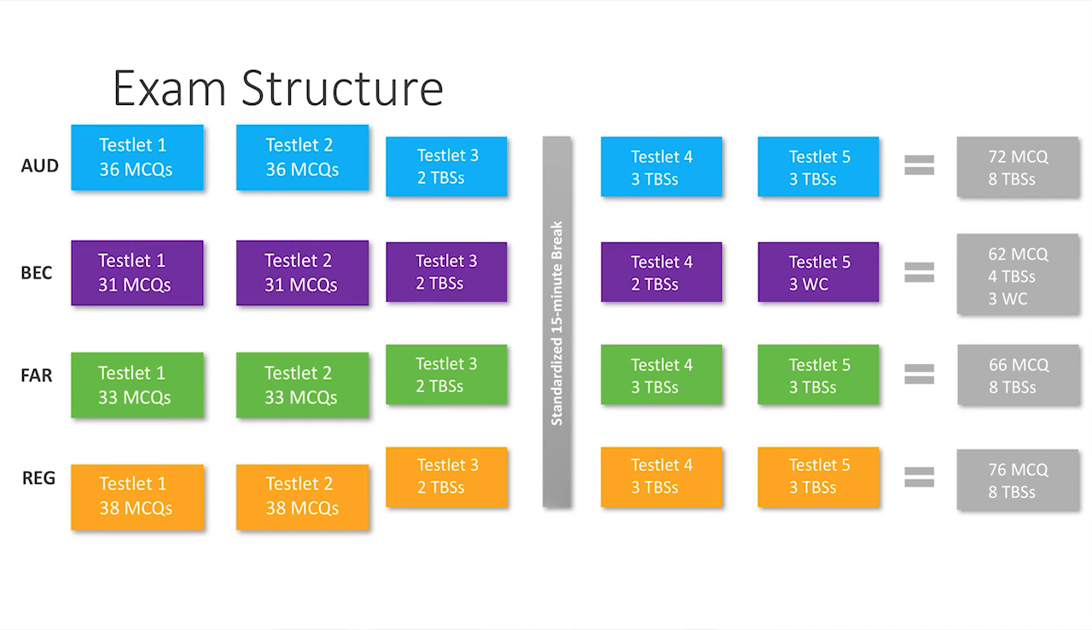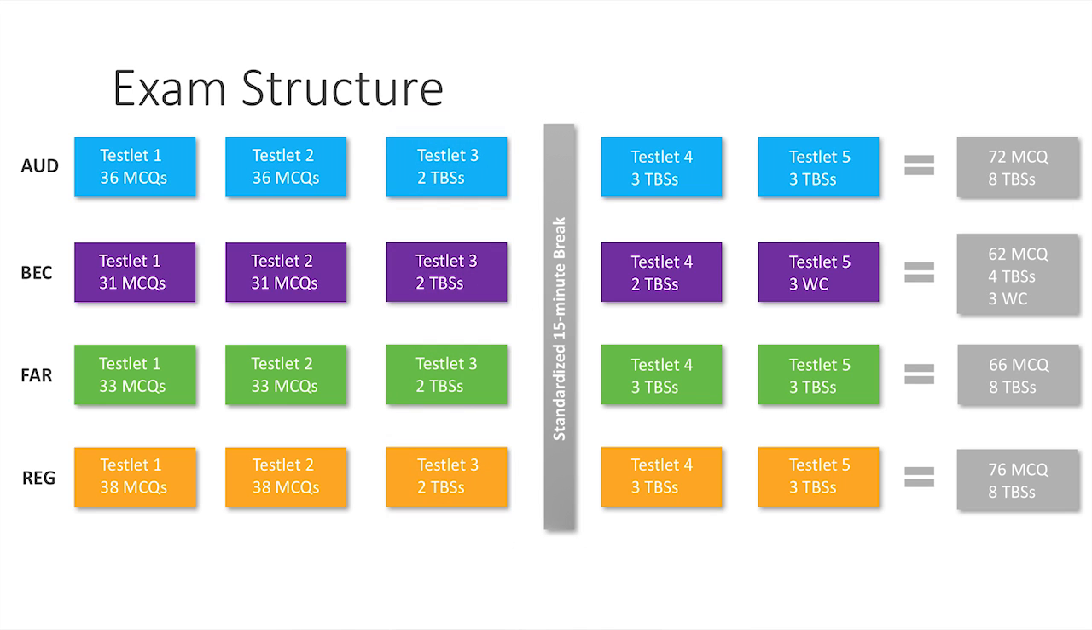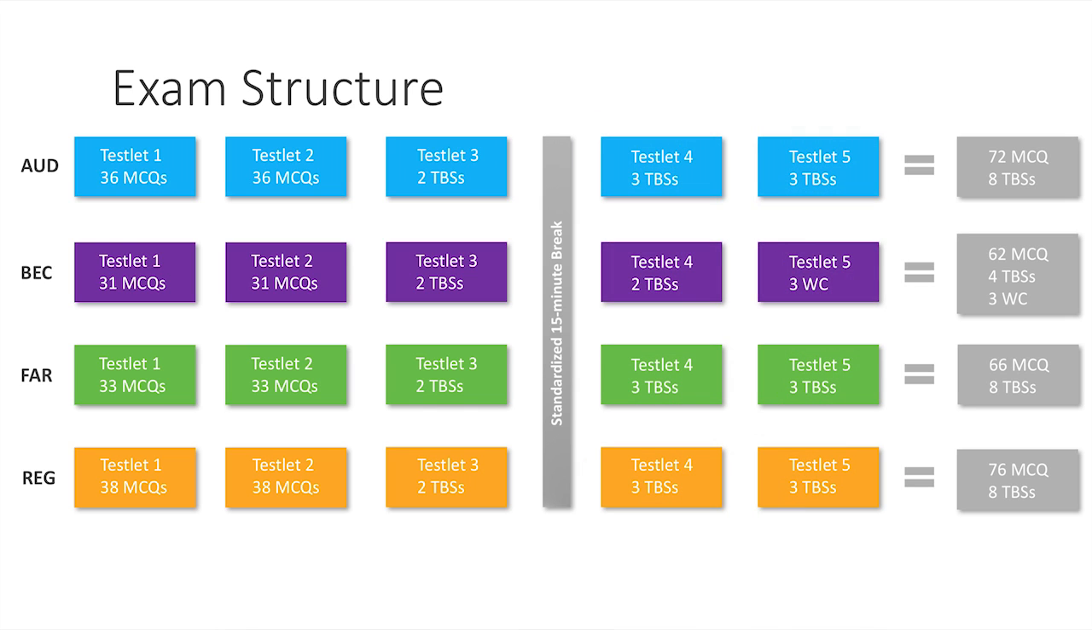So the exam itself: multiple choice testlet 1, multiple choice testlet 2, then testlet 3 would be 2 task-based simulations, a 15-minute break, then testlets 4 and 5. That would be 3 task-based simulations for audit, FAR, and reg, only 2 for BEC. Testlet 5 would be 3 TBS for audit, FAR, and reg, and 3 written communication or essays for BEC. So you can see how the exams are different.